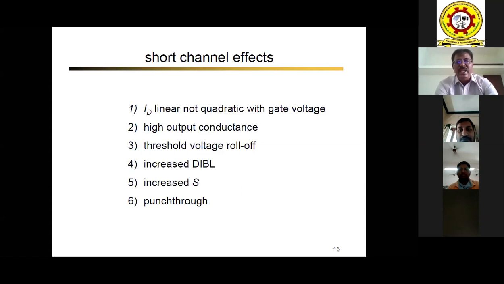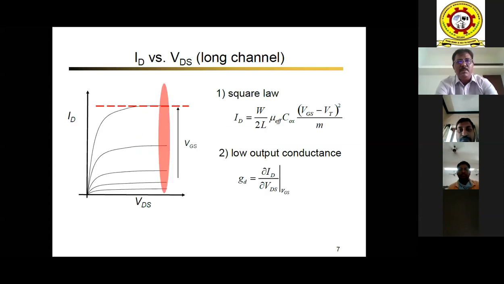Then increased SS, subthreshold slope. If the subthreshold slope is increasing, then your design doesn't turn off automatically from an on state, and it consumes a lot of leakage current. Then the other one is punch through, okay? And each one we will see in quick detail. This is the thing I'm talking about.